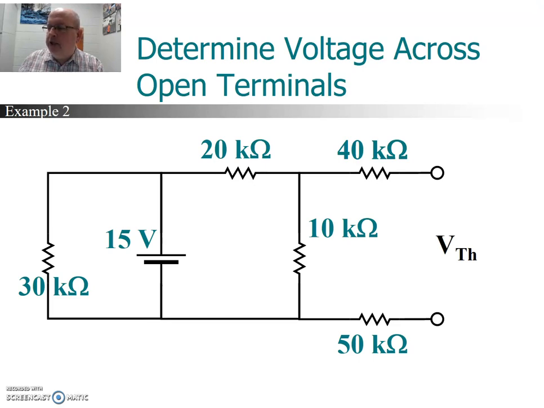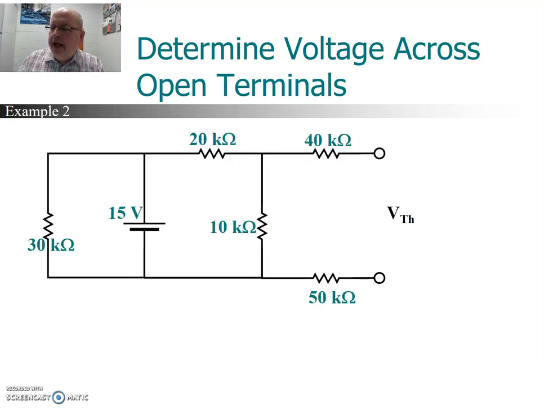So the voltage across the load terminals is the same as the voltage across the 10K, because there's no drop across the 40K and no drop across the 50K. So we're really just looking at the voltage across the 10K. And that voltage turns out to be fairly straightforward.